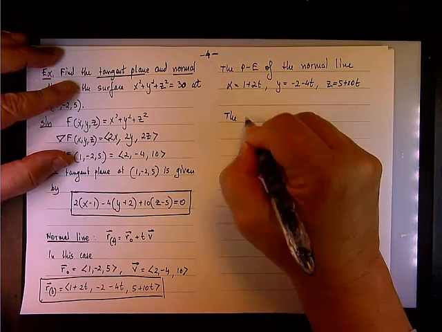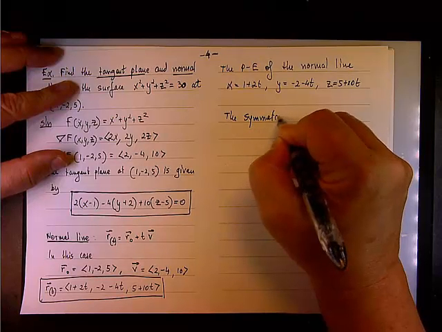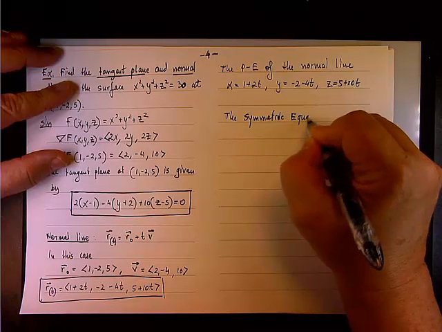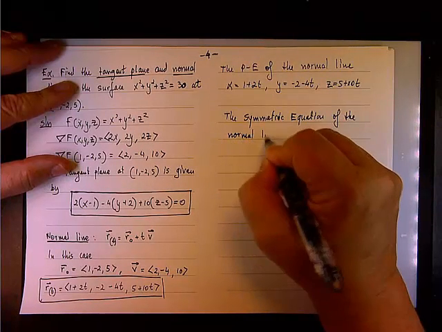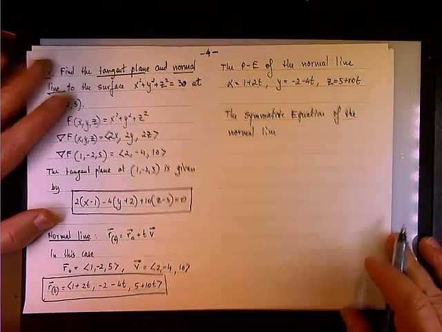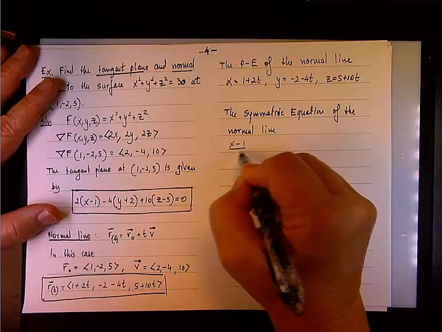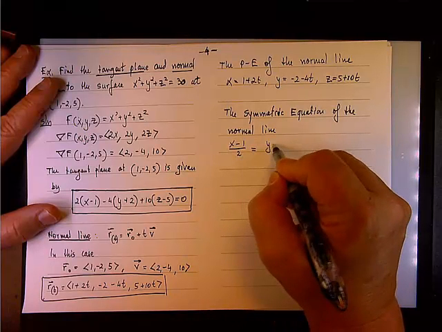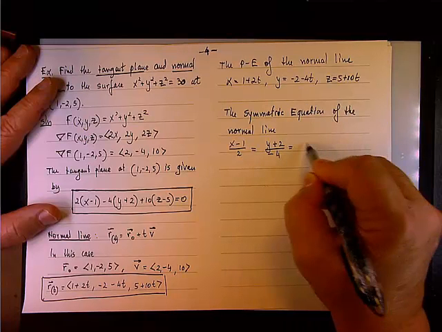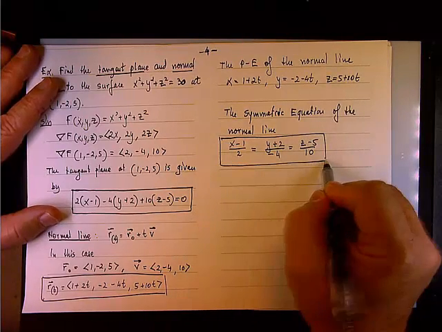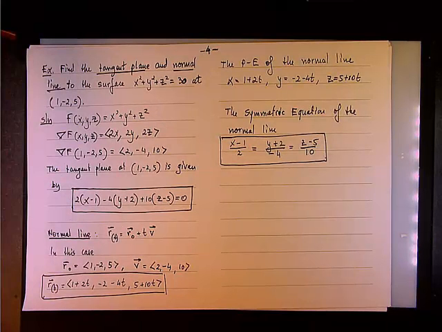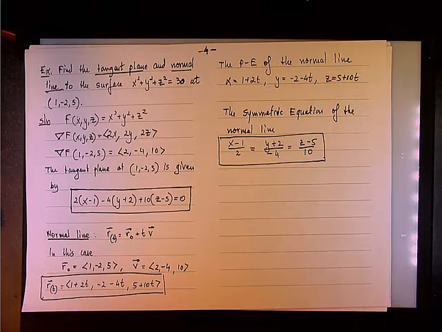Actually, no, those are the parametric equations. What I meant to find was the symmetric equation of the normal line. Remember a symmetric equation? Do you remember how to do it? It will be x minus 1 divided by 2 equals y plus 2 divided by negative 4 equals z minus 5 divided by 10. Just in case you forgot, because the test was before spring break and you probably forgot how to do the symmetric equation of a line.